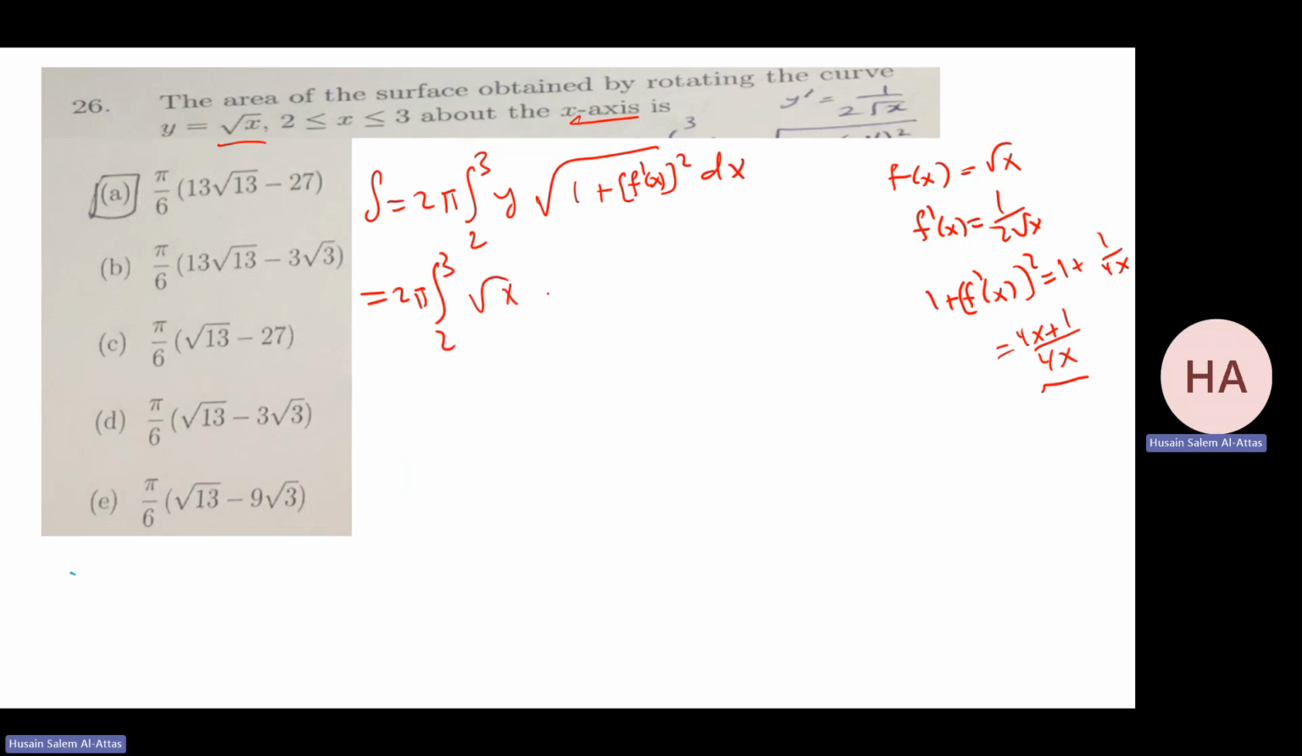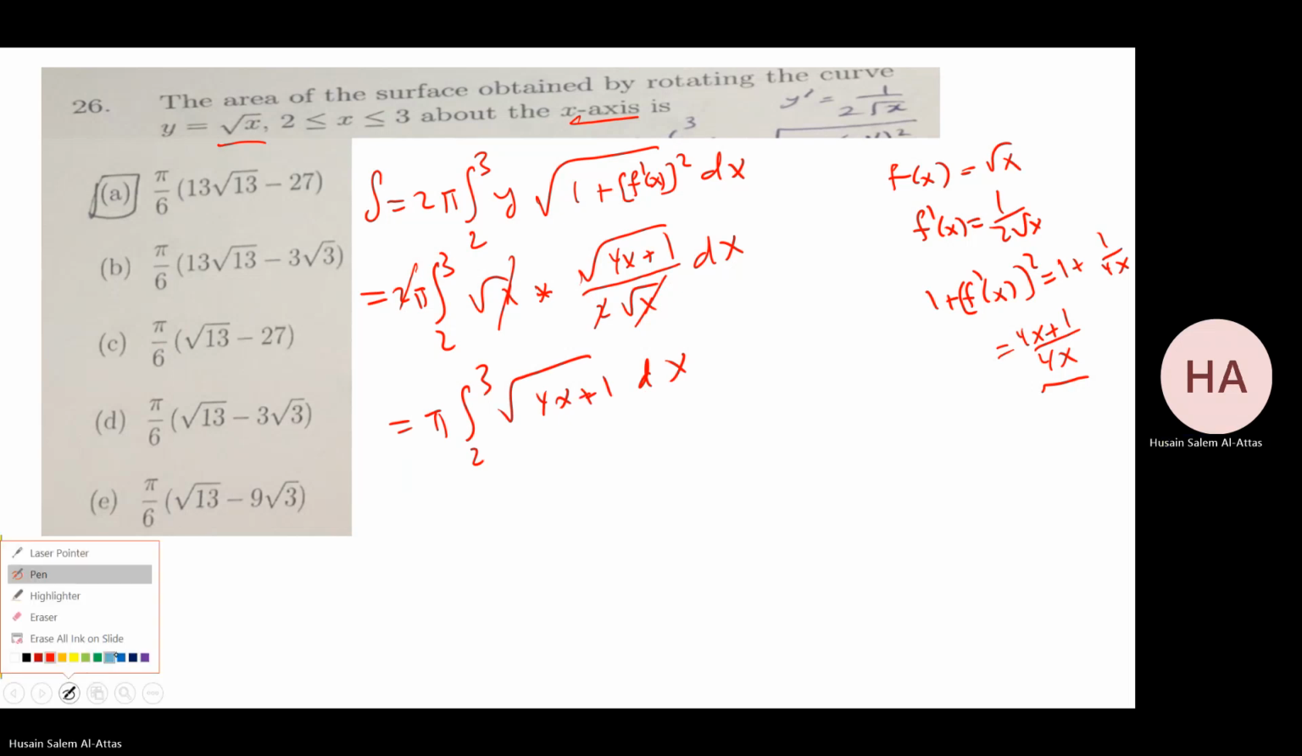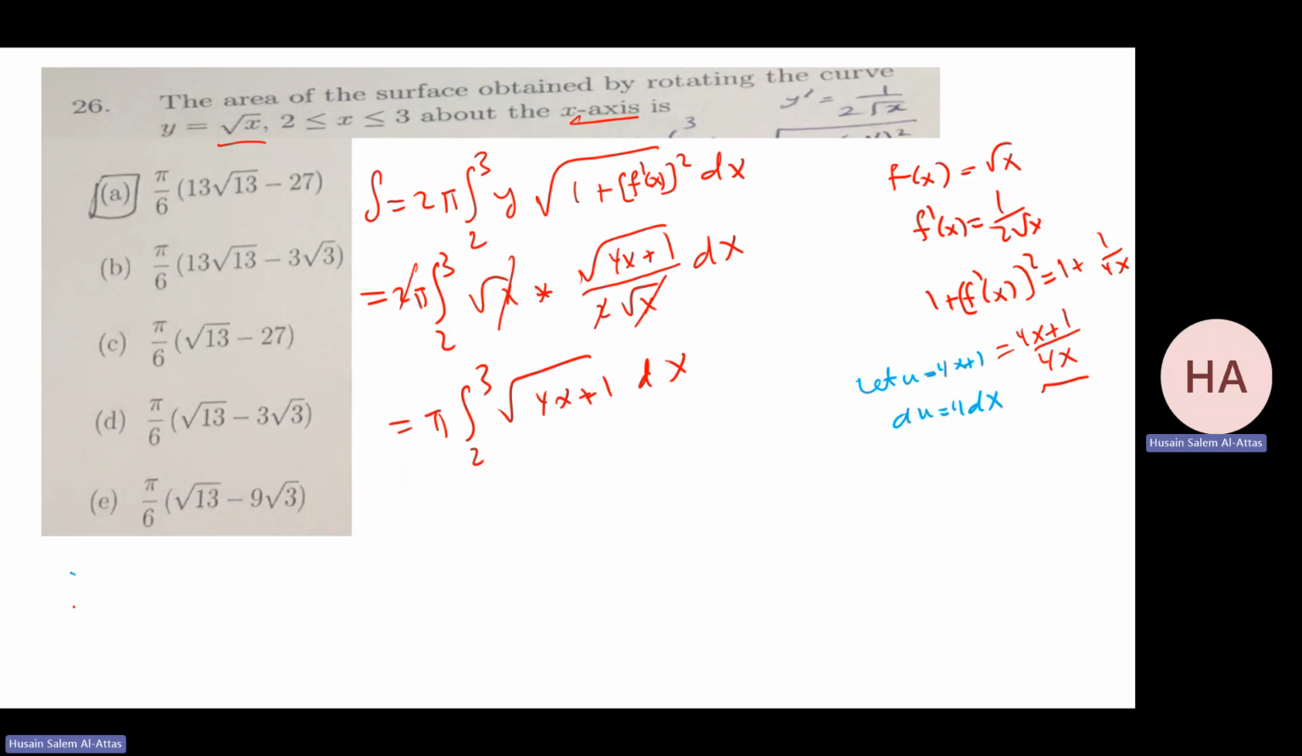What is y? Square root of x. What is square root of this? Square root of 4x plus 1 over 2 square root of x dx. So this cancel, this cancel. So I have pi from 2 to 3 of this. So I'm using let u equal 4x plus 1. Du will be 4 dx. So I need 4 over 4. That will be pi over 4.